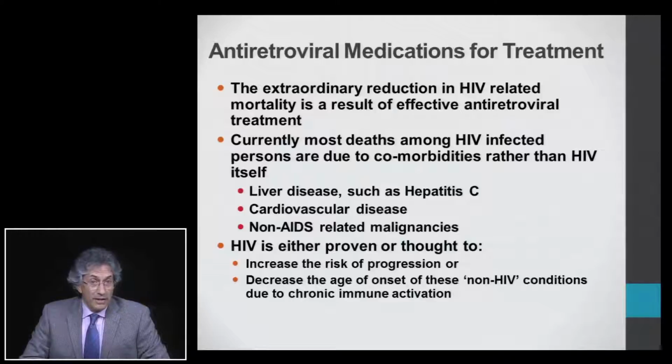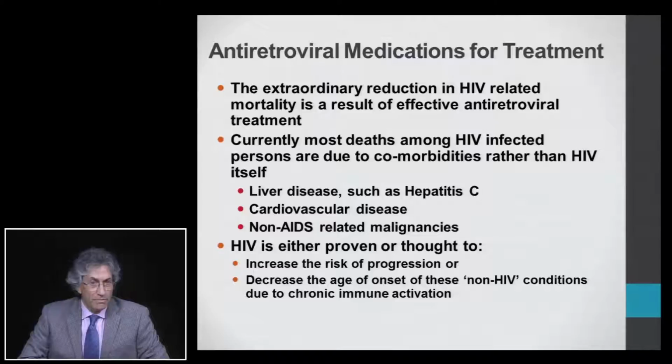So focusing here on antiretroviral medications for treatment, I remind you that the extraordinary reduction in HIV-related mortality over the last 20 years is a result directly of effective antiretroviral treatment, and that nowadays in the U.S. and developed countries, most deaths among HIV-infected persons are due to comorbidities rather than HIV itself. So liver disease such as hepatitis C, although of course now hepatitis C itself is curable, cardiovascular disease, heart attack, stroke, and so forth, and non-AIDS related malignancies. Most of my HIV patients who died in the last 2 years died of lung cancer rather than an AIDS-related malignancy or infection.